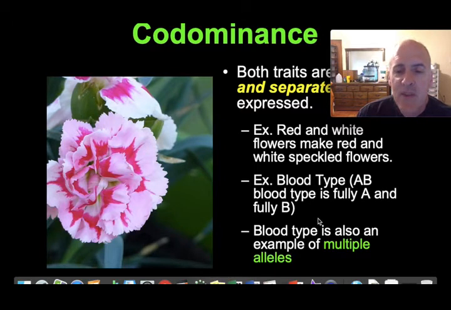Blood type is also an example of multiple alleles. So instead of just A and B, there's also O. So we'll get into that here a little bit later.